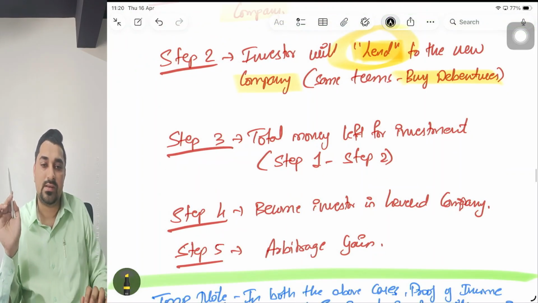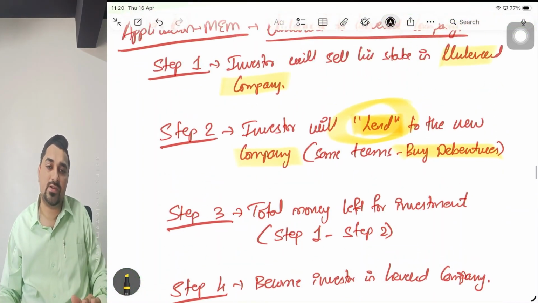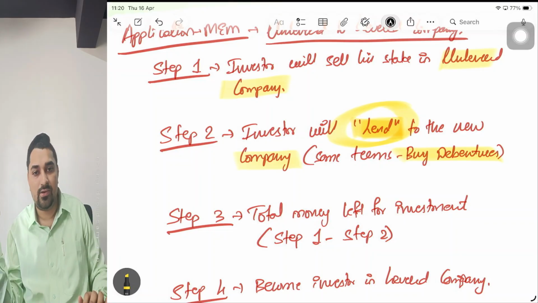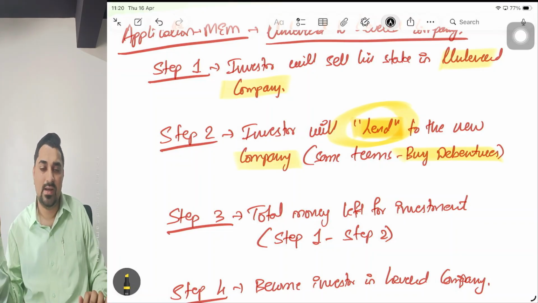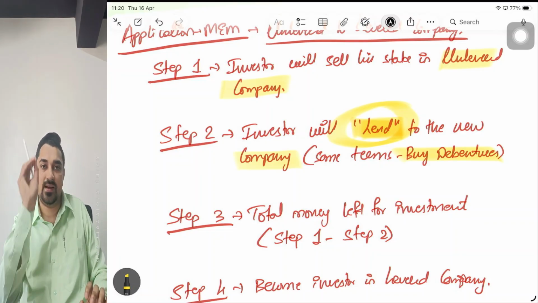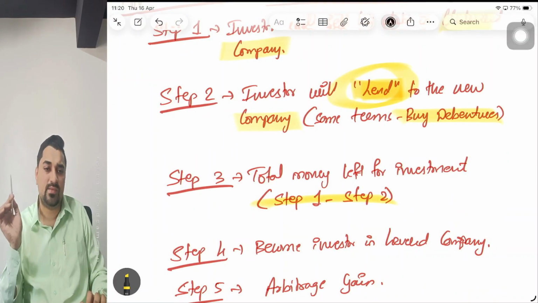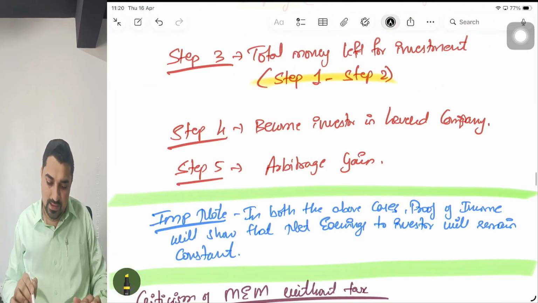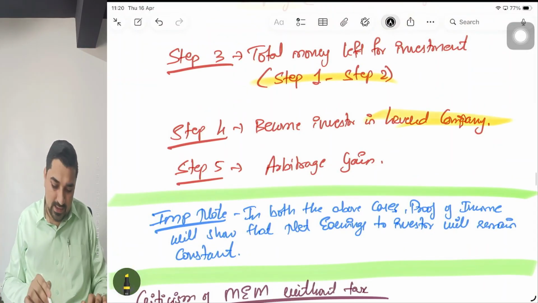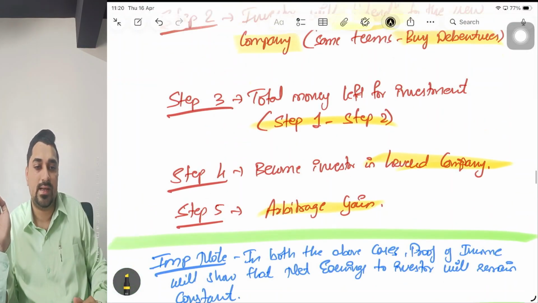Coming to step number 3. Now what is the money left for investment? Whatever money I got by selling those shares, some money I used to buy debentures. I lend some money to the company. Now I have money left for investment: step 1 minus step 2. Now I will become an investor in a levered company, and again by this I will achieve arbitrage gain.